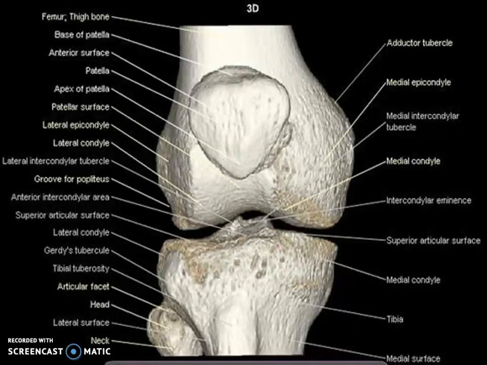Okay, next let's see the knee joint. Here is the femur, or the thigh bone. This is the base of the patella, this is the anterior surface, and this is the patella, as you can see here, and the apex, the patellar surface, lateral epicondyle, lateral condyle, groove of the popliteus, lateral condyle here, the tibial tuberosity, head, and the neck, and adductor tubercle here.